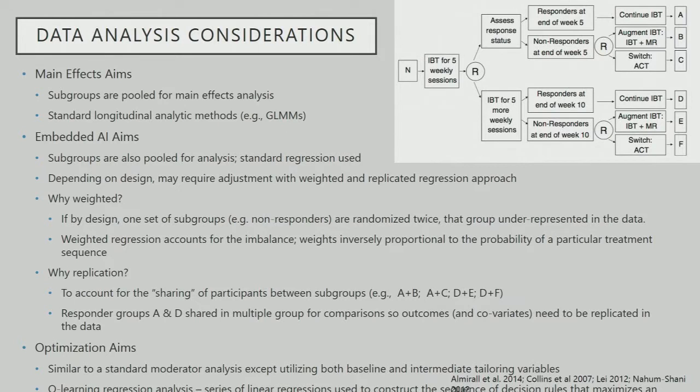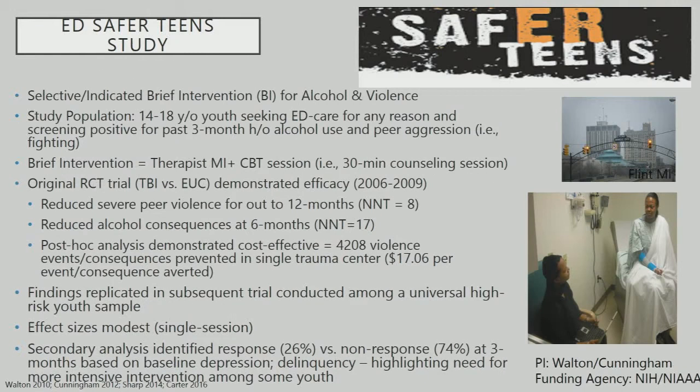So the example I'm going to talk about is from work that we're doing up in Flint, Michigan with the Safer Teens study. So the original Safer Teens study is a brief intervention for alcohol and violence. The study population is 14 to 18-year-olds who came into the emergency department and had a history of past 3-month alcohol use or aggression. They received a 30-minute counseling session delivered by a therapist that incorporated motivational interviewing and cognitive behavioral skills training. The initial study reduced peer violence out to 12 months and reduced alcohol consequences in 6 months with number needed to treat of 8 and 17.